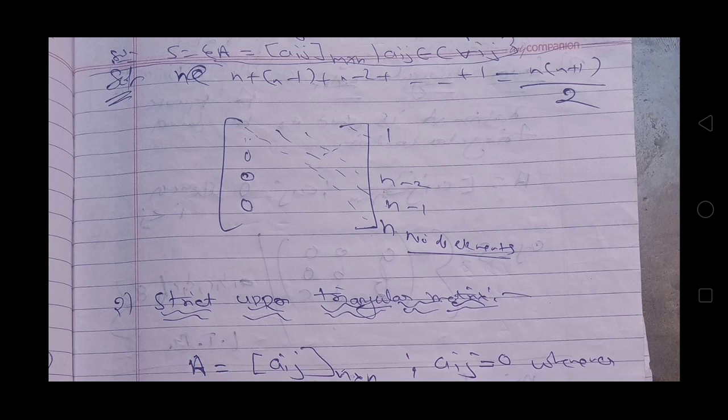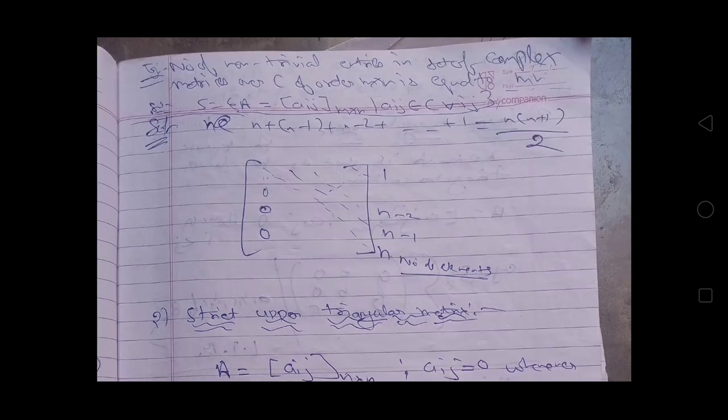So in total we will get n plus n minus 1 plus n minus 2 plus up to plus 1, which will be equal to n into n plus 1 divided by 2. You can also say the dimension of all upper triangular matrices is n into n plus 1 divided by 2.